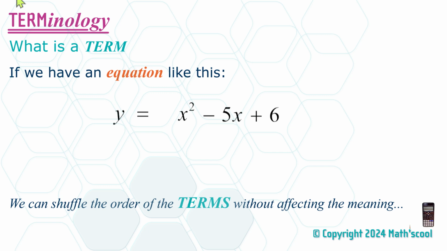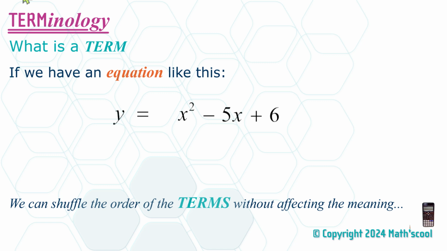So if I look at this equation, I have a term here on the left. It's just a y on its own. And then my next term here is the x squared. And then the term after that is the minus 5x. And then the plus 6 is the final term. So each term starts with a new plus or minus sign, or this one starts with an equal sign, or this one just has nothing in front of it at all. So that's where we can see where a new term is.